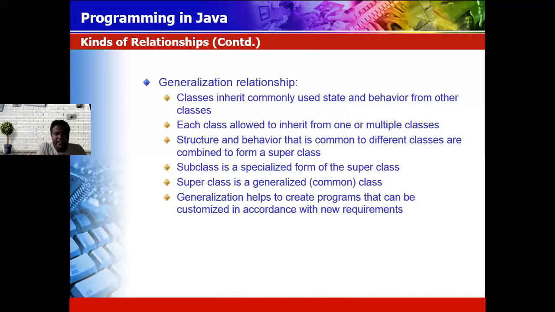A subclass is called a specialized class because it copies the functionality of the parent class and also has its own new functionality. A superclass is called a generalized class, meaning we share the common structure and functionality with the subclass.